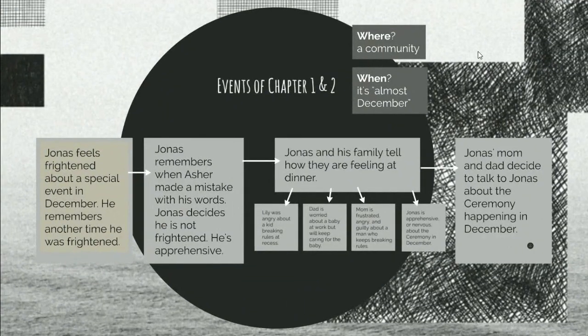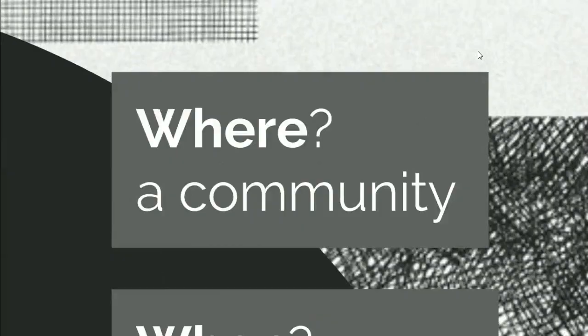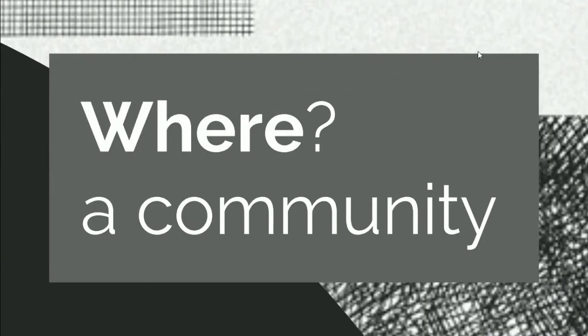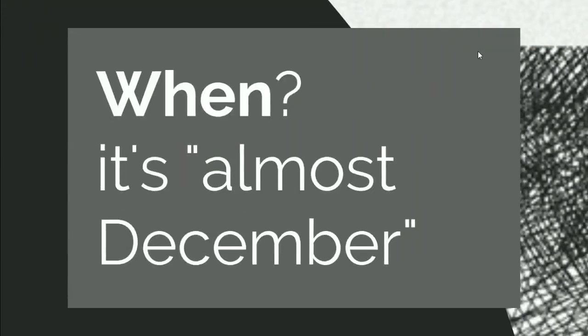The events of Chapter 1 and 2 start to teach us about Jonas's life. First off, what was the setting of Chapter 1 and 2? Where are we? We are in a community somewhere. It might be a small town because it sounds like everybody knows everybody, and there are only 50 children born each year. When do Chapters 1 and 2 happen? We know it's almost December.